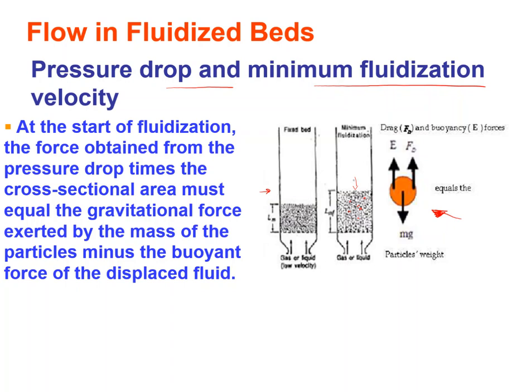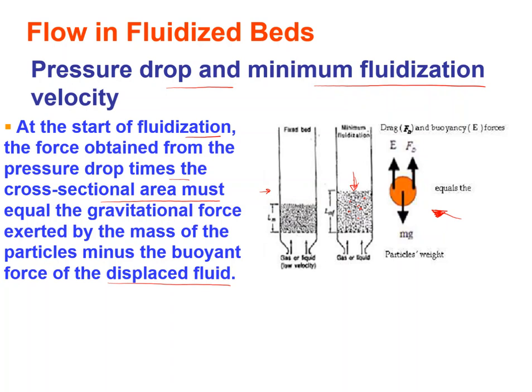So let me read this statement. So at the start of the fluidization, the force obtained from the pressure drop times the cross-sectional area must equal the gravitational force exerted by the mass of the particle minus the buoyant force of the displaced fluid. So what we want to do now is a force balance. So once I am in this state, as I said, the particles will be hanging there and the forces on them will be balanced. What are the forces?